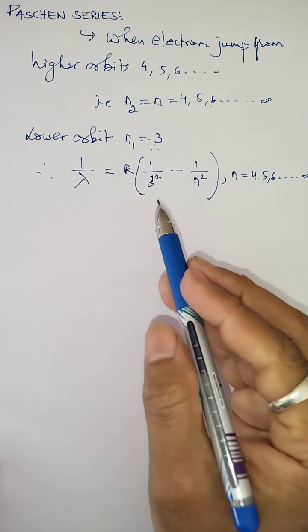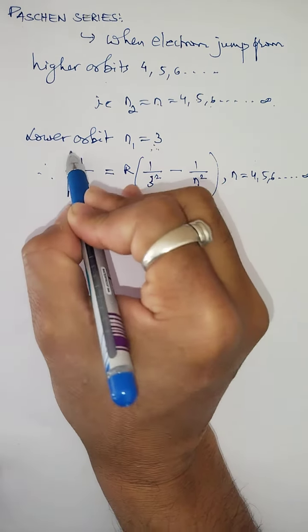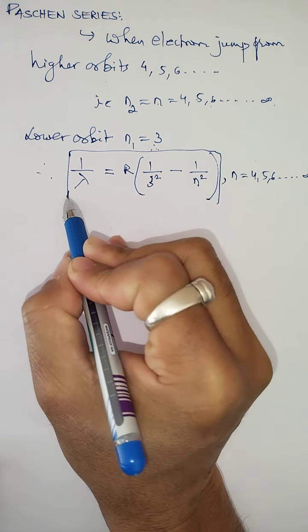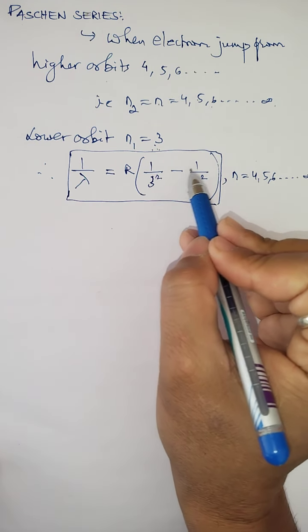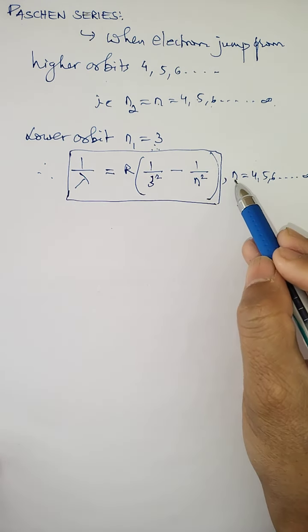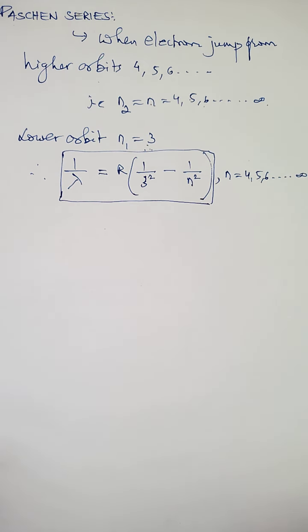So look at the relation that measures the wavelength of emitted radiation in Paschen series. This is the relation: 1 by lambda equals R bracket 1 by 3 square minus 1 by n square, where n starts from 4, 5, 6, and it will go on and on up to infinity.